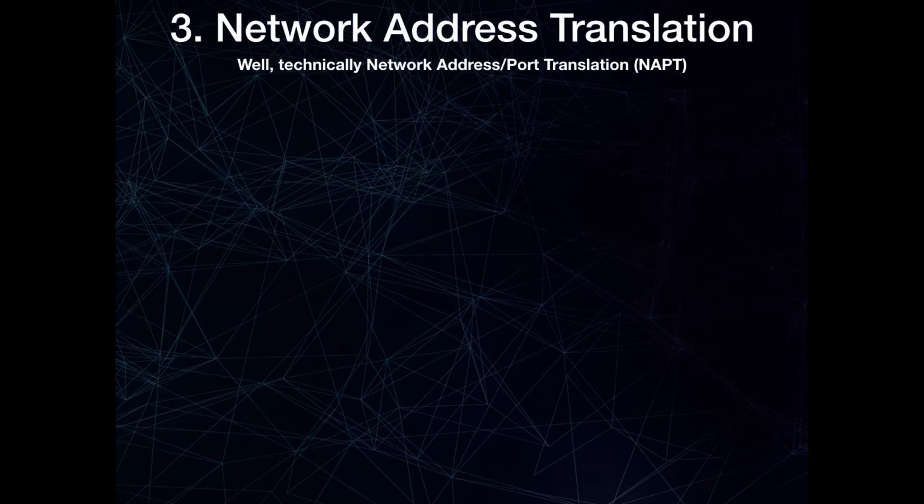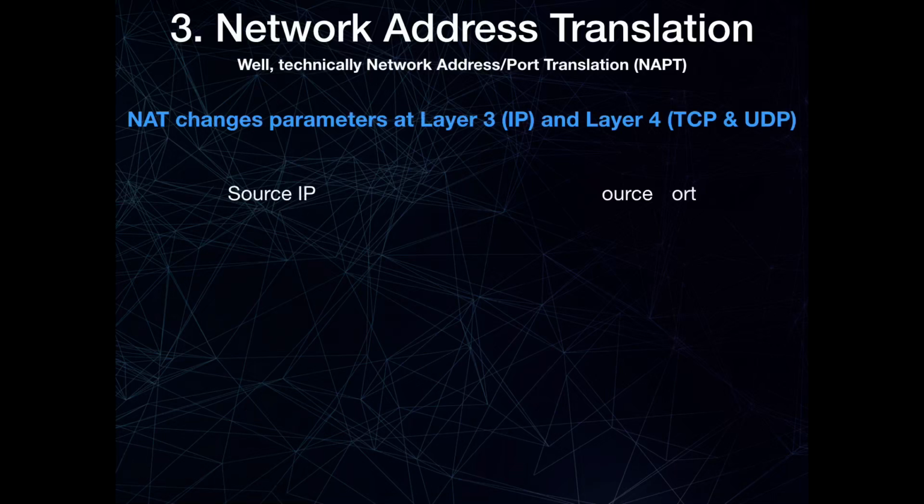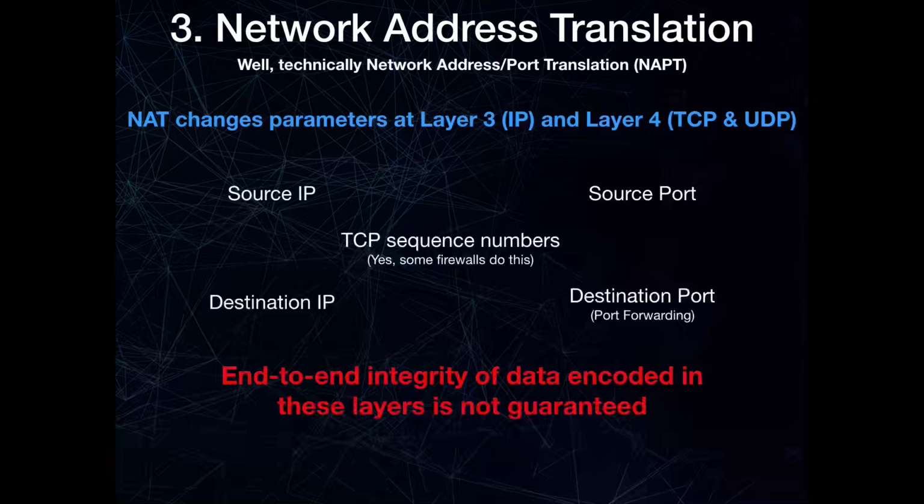The biggest reason we move to the application layer protocols for data exfiltration is network address translation, or more specifically, network address and port translation. The reason for that is NAT changes parameters at layer 3 and 4. Specifically, the source IP and destination IP: if you were to encode data there, during the translation process those fields would change and you would lose your data. Source and destination ports also change. We'll see that in a moment. And some firewalls, specifically ASA firewalls, will muck around with the TCP sequence numbers. So end-to-end integrity of your data is not guaranteed.